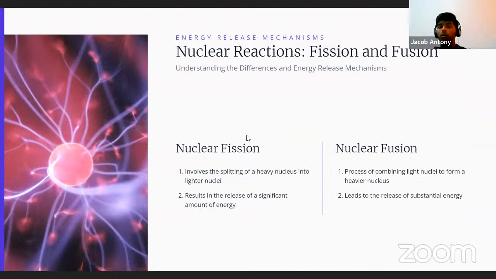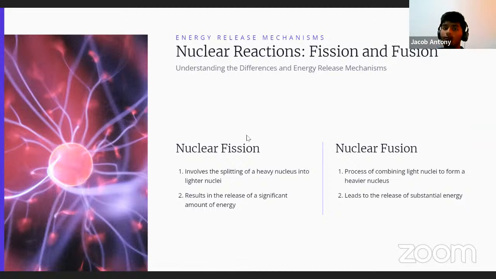So now I'm going to be talking about the other type of nuclear reaction, which is radioactive decay. Radioactive decay is basically a process such as alpha decay, beta decay, and gamma decay. They result in the emission of particles and photons from unstable nuclei, leading to the formation of more stable nuclei. This process is known as radioactive decay.